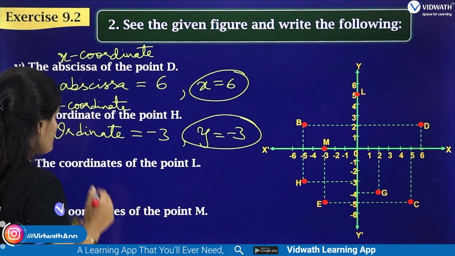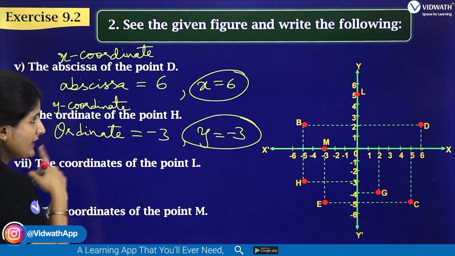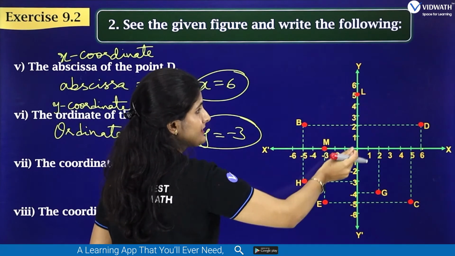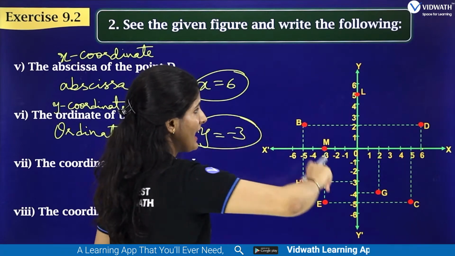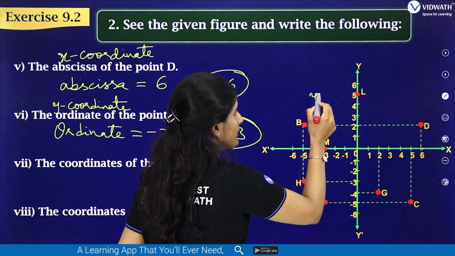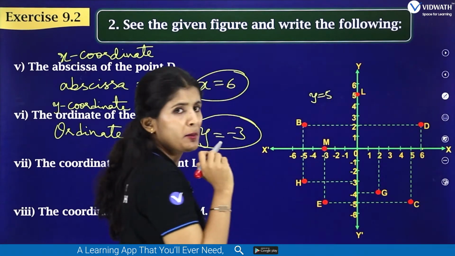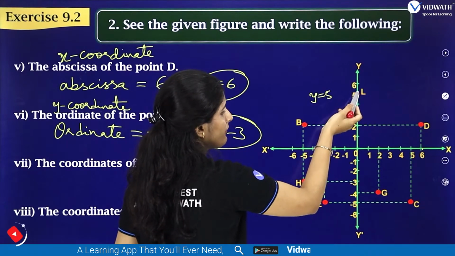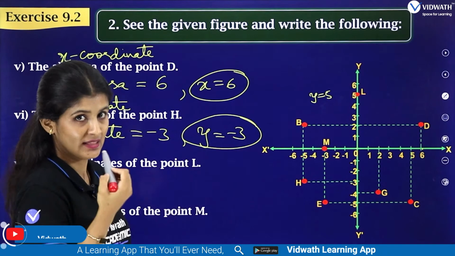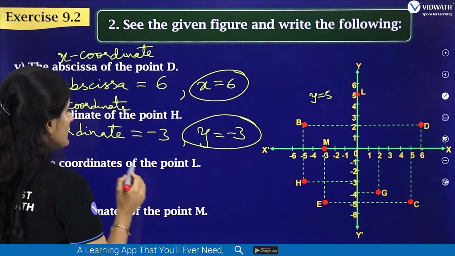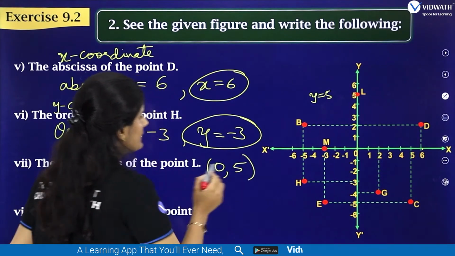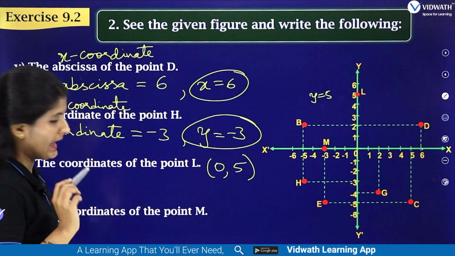Next. Now, to find the coordinates of the point L, we have the point L here. The point L lies on the y-axis and it lies at the point 5. That is, it lies at y equal to 5. But when I draw a perpendicular from the point to the x-axis, it meets the x-axis at the origin. Therefore, the x-coordinate is 0 and the y-coordinate is 5. This is the coordinates of the point L.